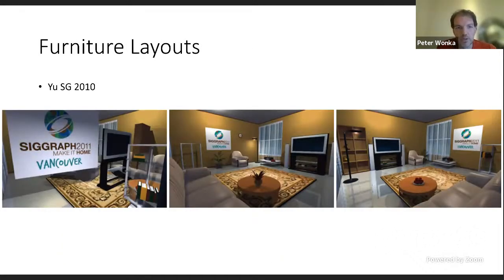Furniture layout is also something that is quite popular for multiple reasons, and that consists of placing the furniture, orienting it, and selecting pieces of furniture from a library to fill up a room. Here is one of the earlier SIGGRAPH papers about the topic from 2010.